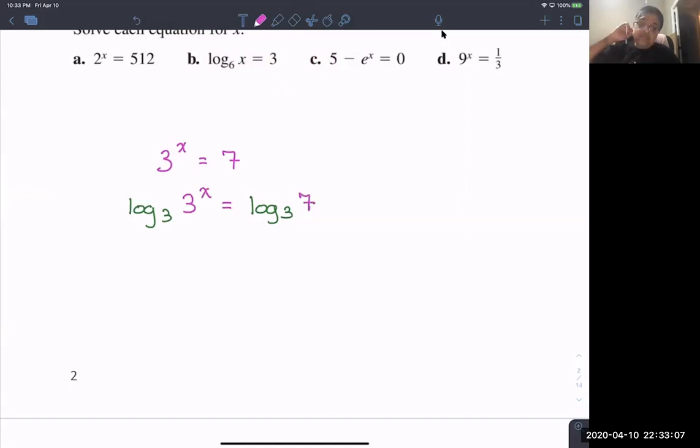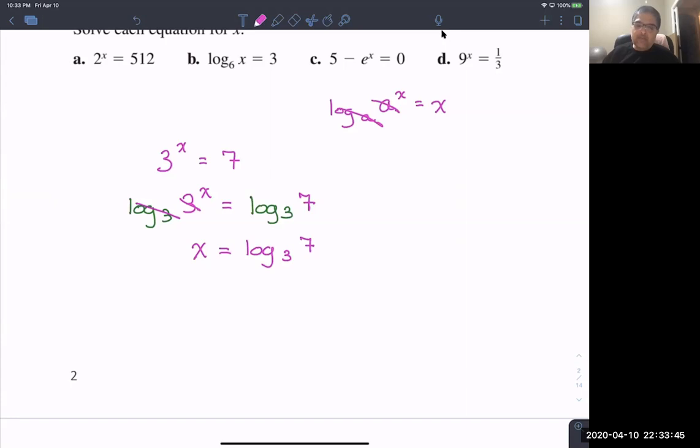Okay. Now, remember my identity that log base a of a to the x is x. So the log of an exponent a is just x. Remember, they undo. So log base 3 of 3 to the x, the log 3 and 3 cancel, and that just leaves me x. X equals log base 3 of 7. And you can plug this into your calculator and you'll get an answer. But for my purposes, I would like an exact answer, so you can leave it like this.